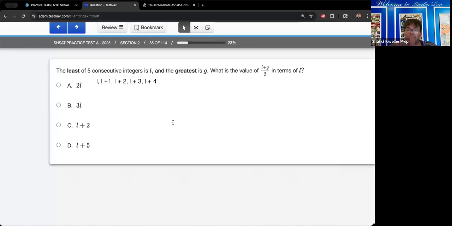Consecutive means one after the other, like 1, 2, 3, 4, 5. What's the value of L plus G in terms of L? Here we say that the largest is G and G is equal to L plus 4, because that's the largest. So L plus G is just (L plus L plus 4) over 2. And then that equals 2L plus 4 over 2. And that is L plus 2. So the answer should just be C. And again, I know I didn't write this, but this is all being added in parentheses.